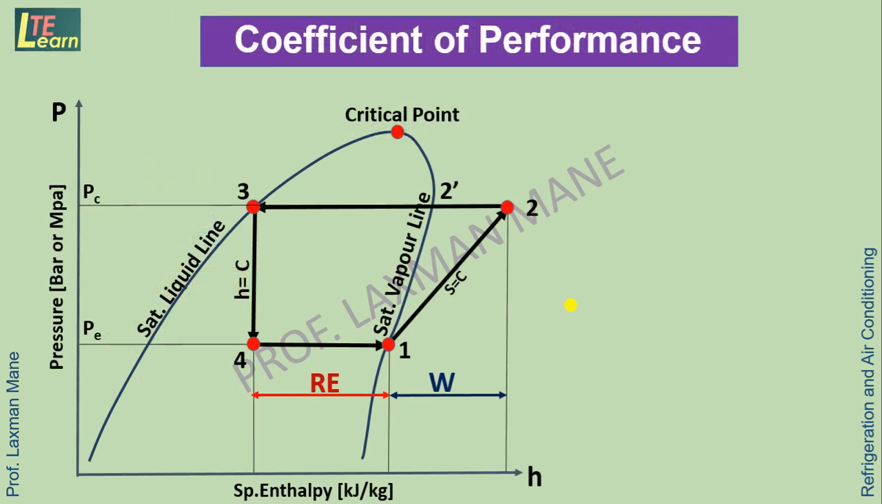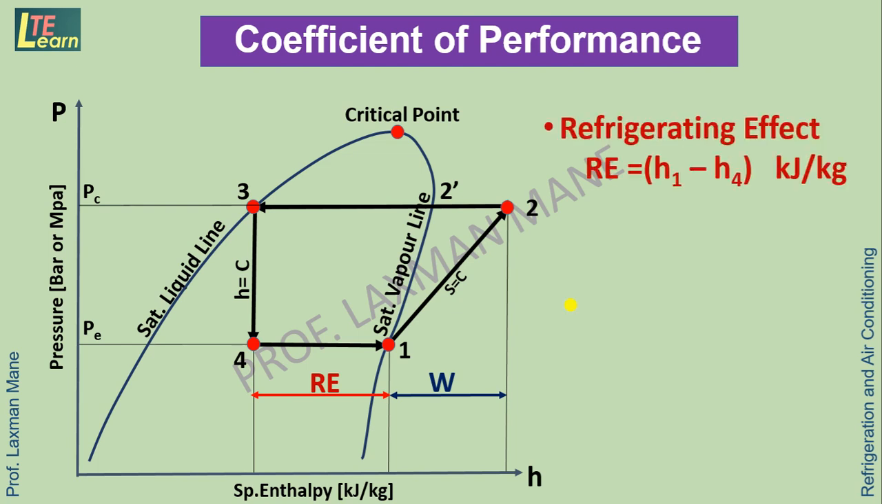So let us discuss coefficient of performance. Here we can see a pH diagram on which the vapor compression cycle is plotted. Coefficient of performance can be expressed with the parameters refrigerating effect, that is the enthalpy difference in the evaporation process, H1 minus H4 in kilojoule per kg.